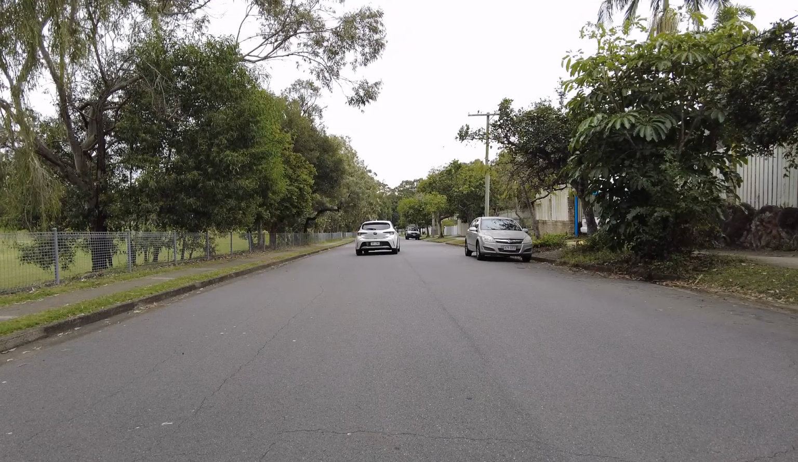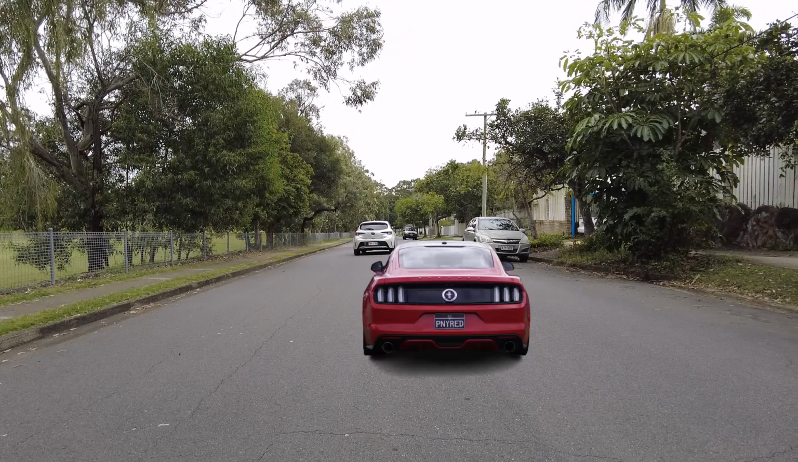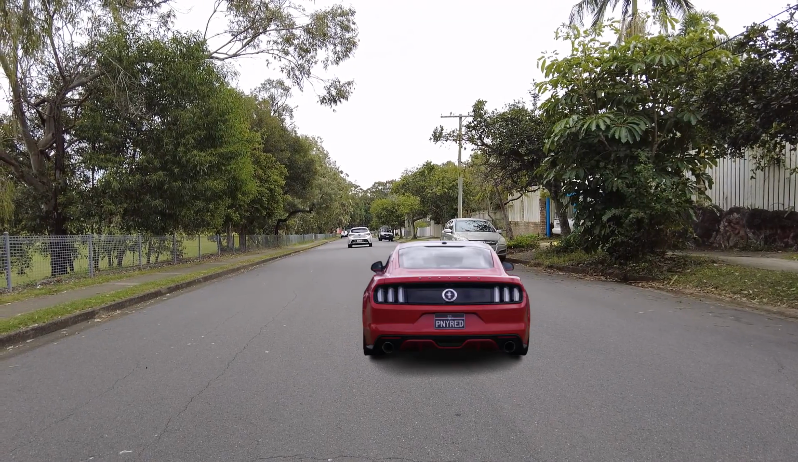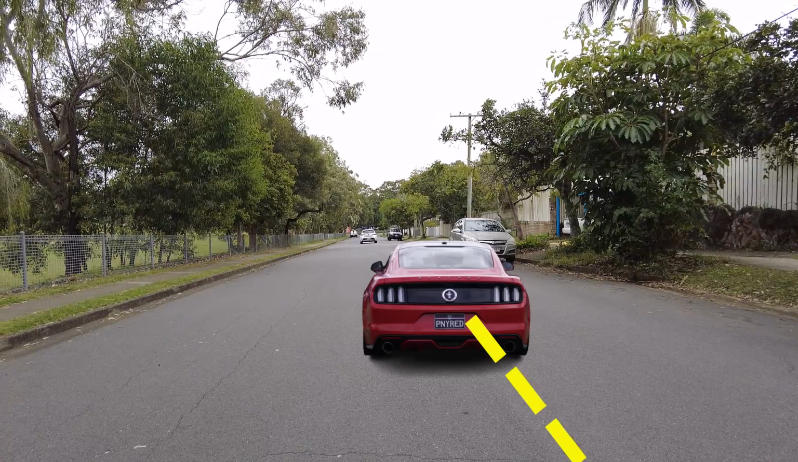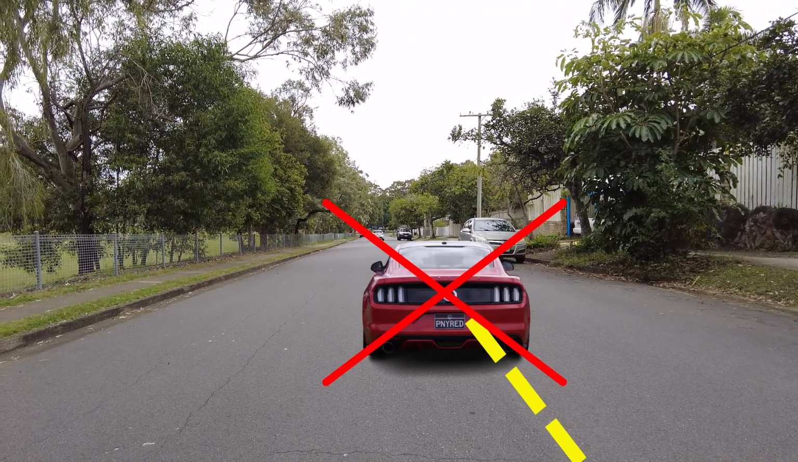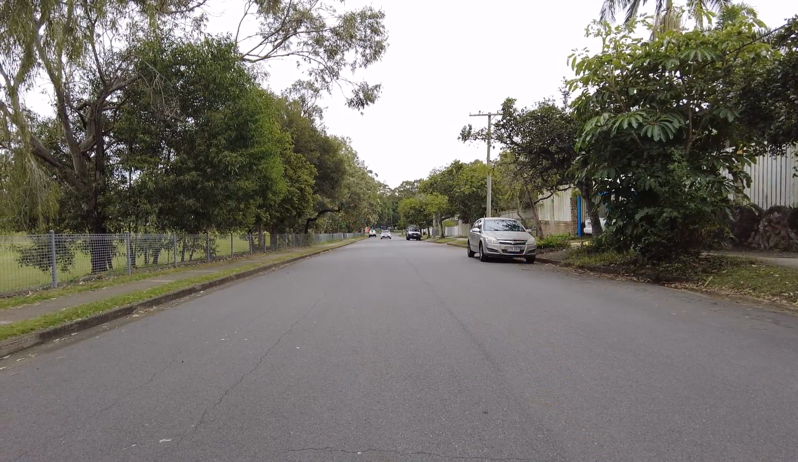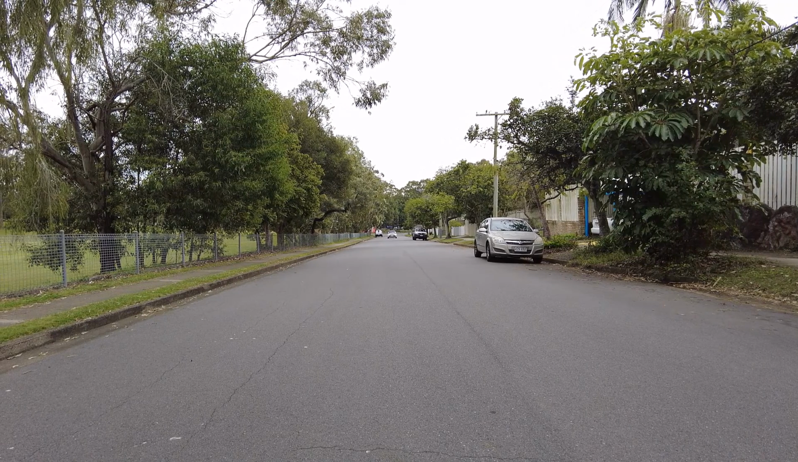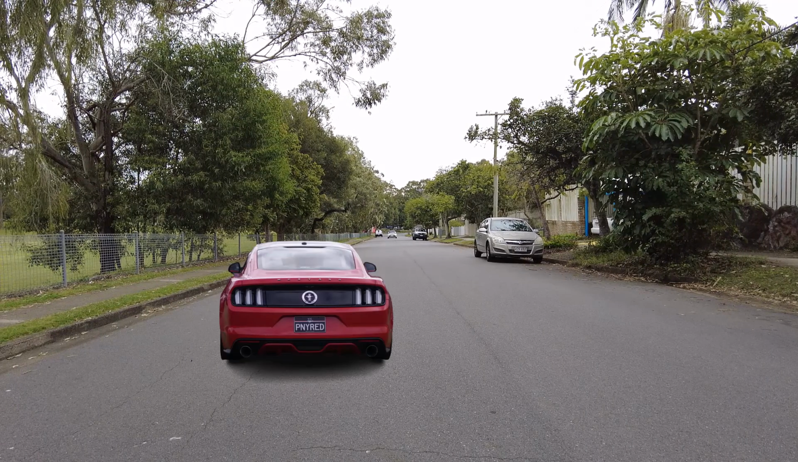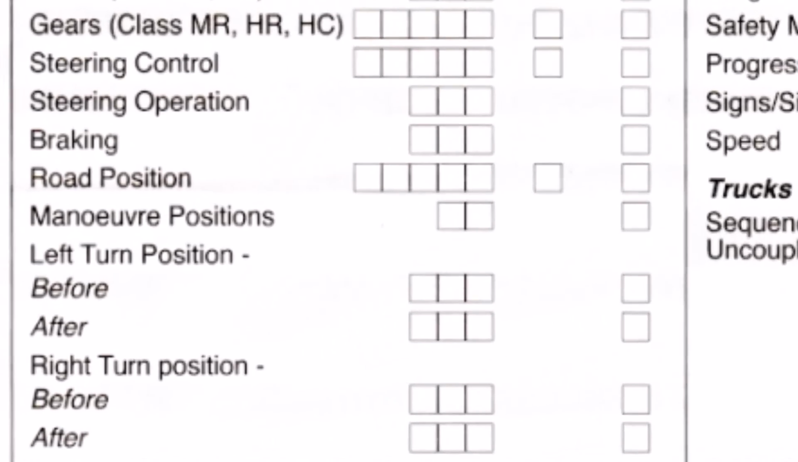The examiner takes the student to a residential area where there are no line markings on the road, and the student drives about here. One third of his vehicle is on the wrong side of the road. Where do we need to drive in residential areas with roads with no line markings? We need to drive here on the left side of the road. So the examiner gives him one minor mark for road positioning.